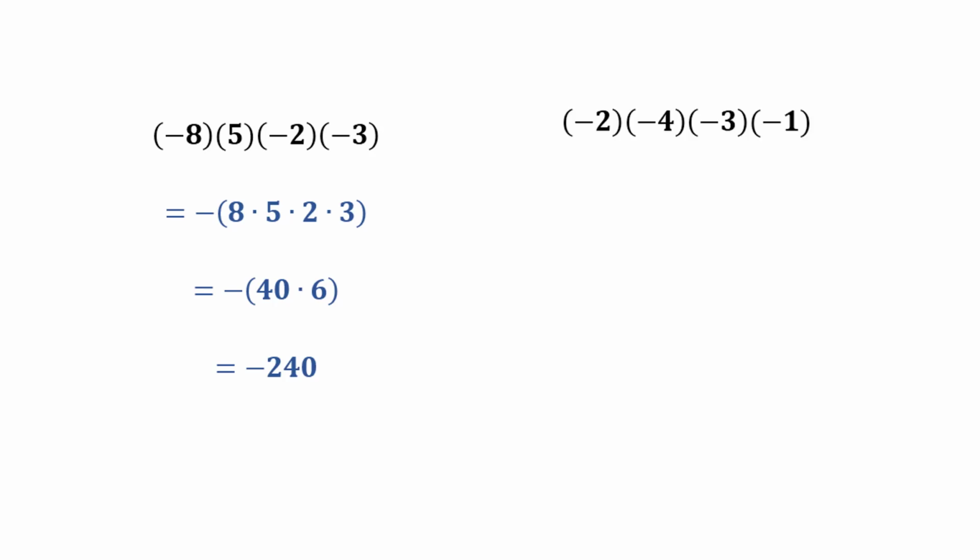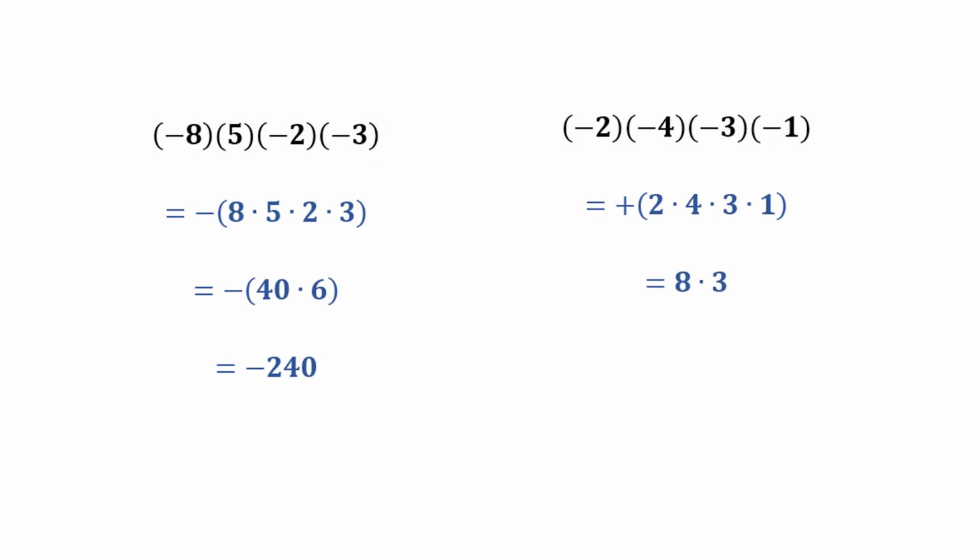The last example finds the product of negative 2 times negative 4 times negative 3 times negative 1. We count the number of negative signs: 1, 2, 3, and 4. There are 4 negative signs, and 4 is even, so we write a positive sign. Then we multiply the numbers: 2 times 4 times 3 times 1. 2 times 4 is 8, and 3 times 1 is 3. Finally, 8 times 3 is 24. So negative 2 times negative 4 times negative 3 times negative 1 is 24.